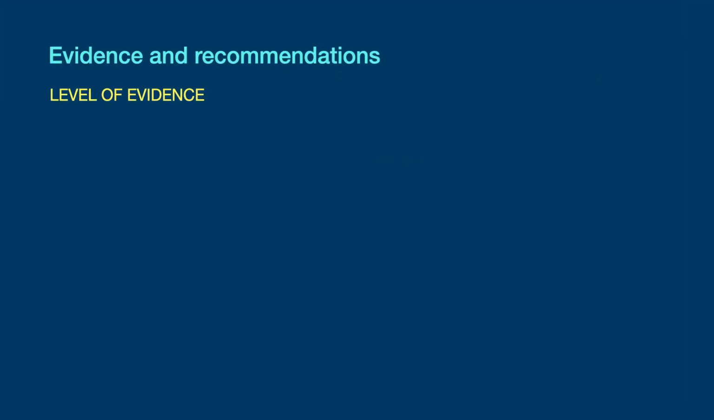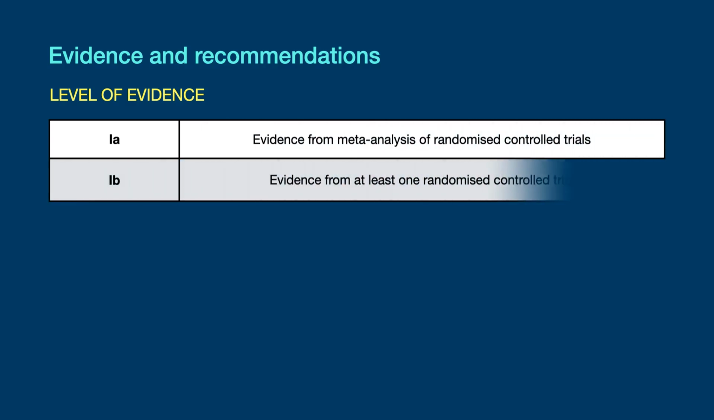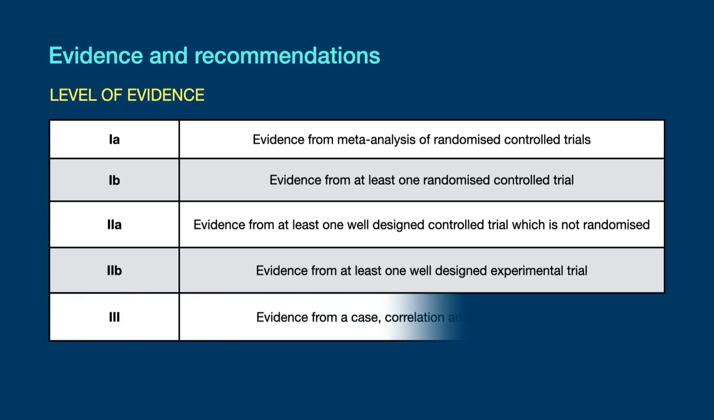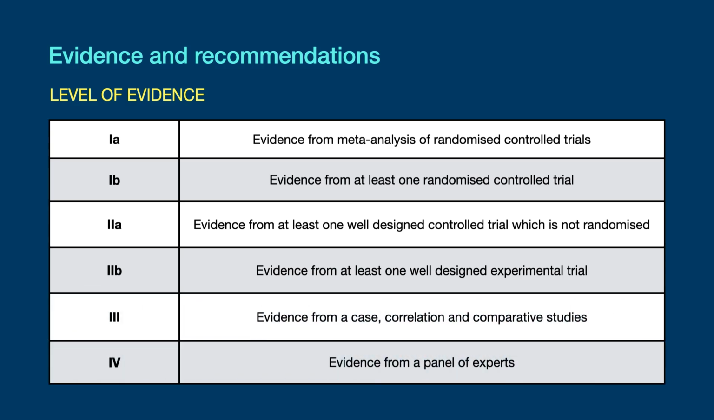Let's look at study design, evidence and recommendations. These are the levels of evidence. 1A is evidence from meta-analysis of randomized controlled trials. 1B is evidence from at least one randomized controlled trial. 2A is evidence from at least one well-designed controlled trial which is not randomized. And 2B is evidence from at least one well-designed experimental trial. Level 3 is evidence from a case, correlation and comparative studies. And level 4 is evidence from a panel of experts.